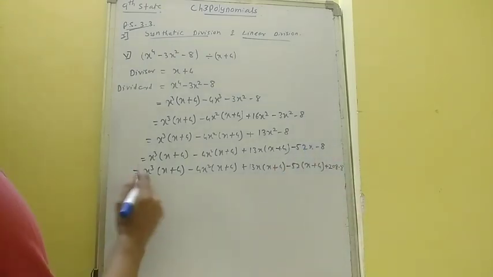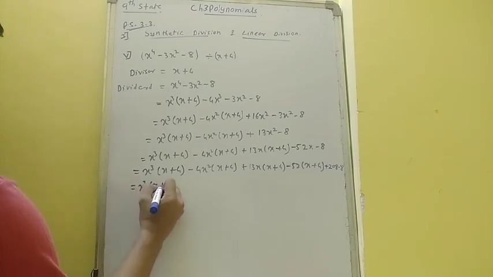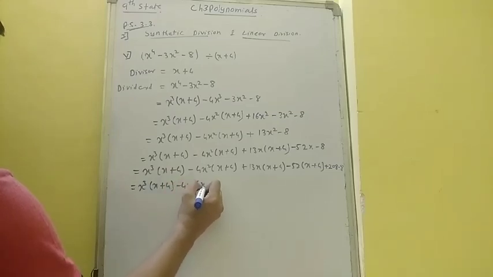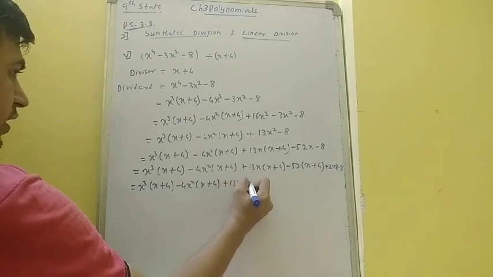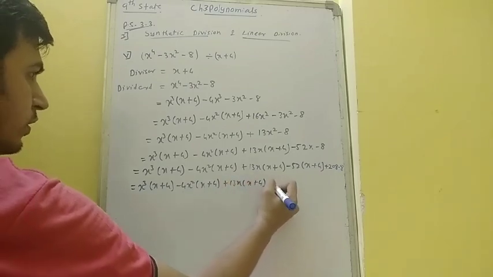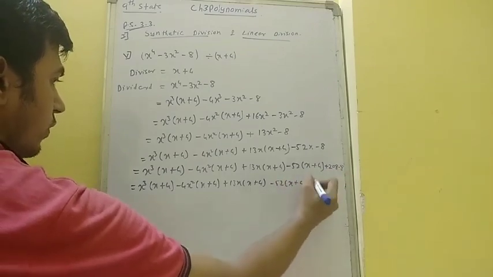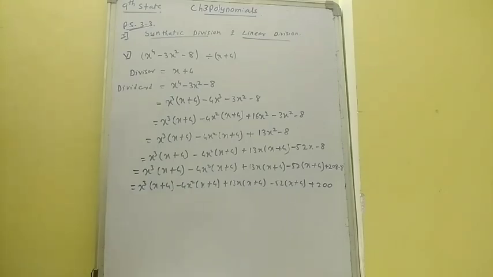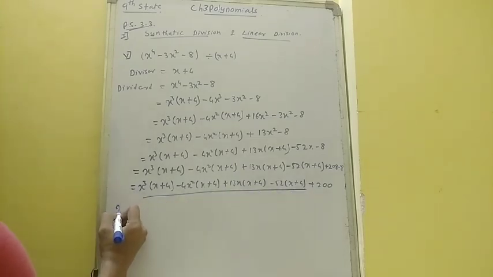Okay, so I will have this all part as it is, x cube, x plus 4 minus 4x square, x plus 4 plus 13x, x plus 4 minus 52, x plus 4 and plus 200. Okay, minus 8 plus 208 is plus 200. So we will take common x plus 4.